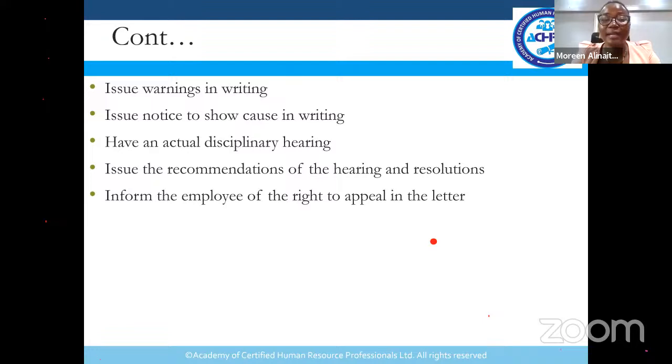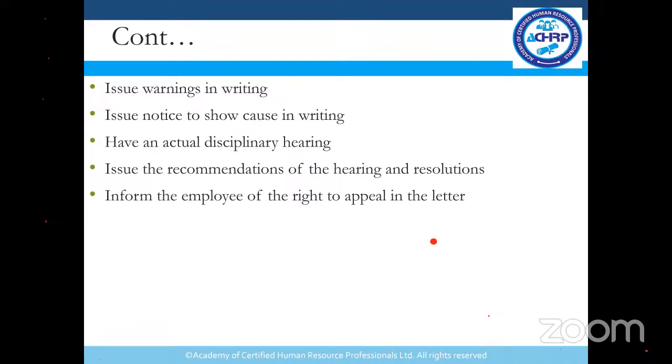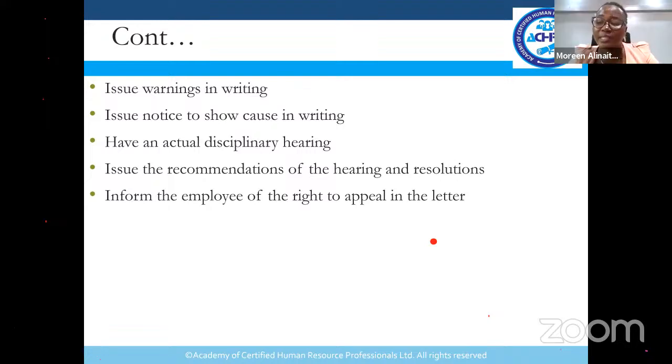So, if you must fire somebody, if you must dismiss somebody, issue warnings. That is why we said when you're drafting your contract, it is important to put in the warning system. How many warnings suffice for a dismissal? Put it in your contract so that somebody knows from the onset.